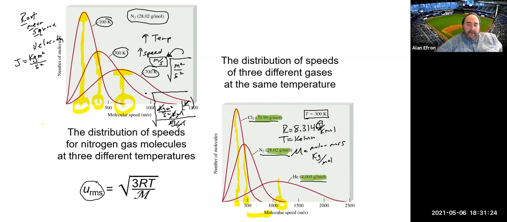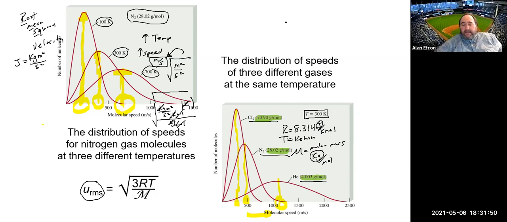So good news on one of these things is R is still that 8.314. You don't change the number. The units are really just kilograms, meters squared, seconds squared. But the only one that you really got to watch out for is the molar mass. It does need to be in kilograms per mole to allow that to cancel out correctly.